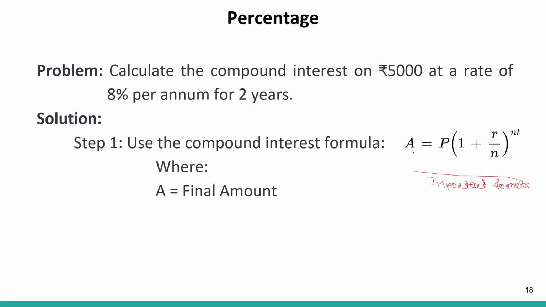Okay, so you have the compound interest formula, that is A is equal to P whole into 1 plus R by N whole power N into T. So T is the time period in years. Okay. A is the final amount.